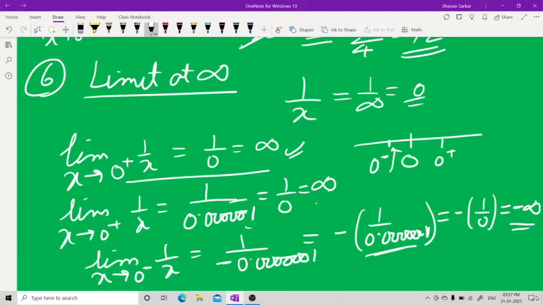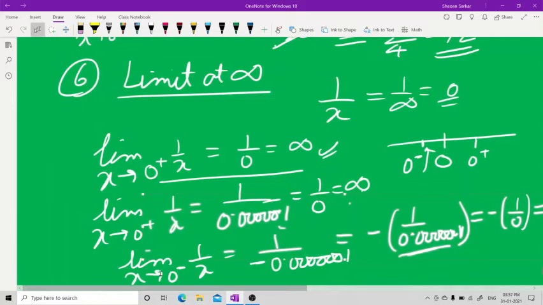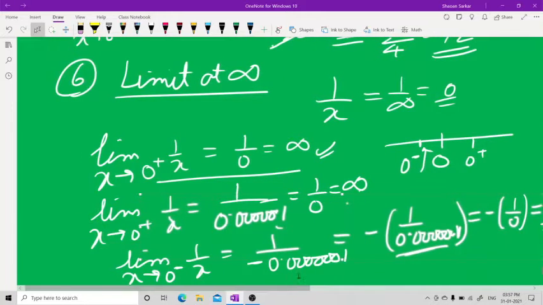Now, this is very, very important. Keep these two results in your mind. At x tending to 0 plus, this becomes plus infinity. At x tending to 0 minus, this becomes minus infinity. Keep this thing in your mind. Now, the next part is that I need to tell you.